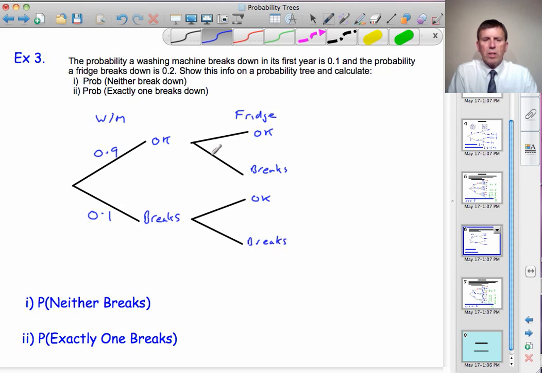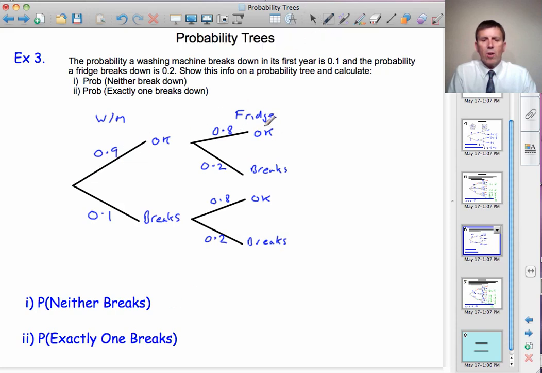And we're told that the probability the fridge breaks is 0.2, which means the probability the fridge is okay must be the other 0.8. So we want 0.8 on there and 0.2 there. Right, the tree is now complete and ready for use. What's the probability that neither breaks? Well, that means they're both okay. Okay, okay, so it's 0.9 multiplied by 0.8. 9 8s are 72, two figures after decimal points, so it's 0.72 for the probability.